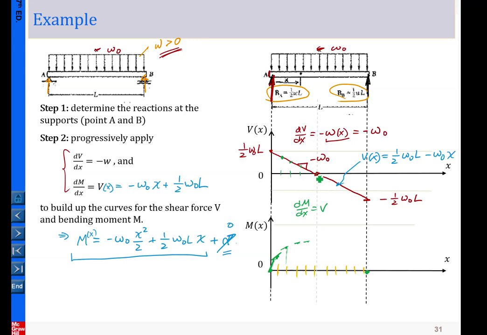until approaching this point here, where v equals 0. That means the slope equals 0 here, so it's horizontal. If you trace this tendency, then you can see that it's basically forming this kind of shape here.